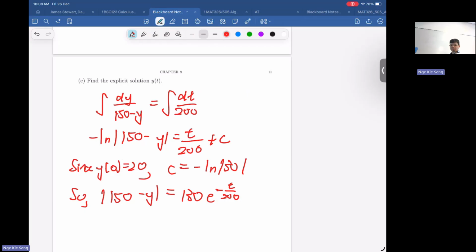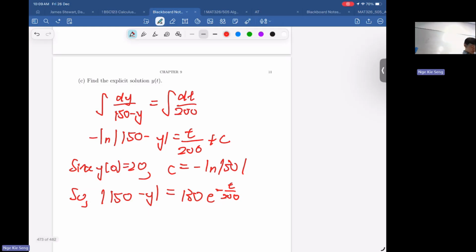Is it possible to simplify this? Are we able to simplify this?